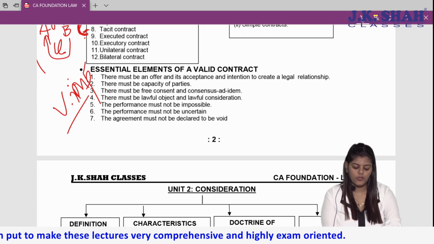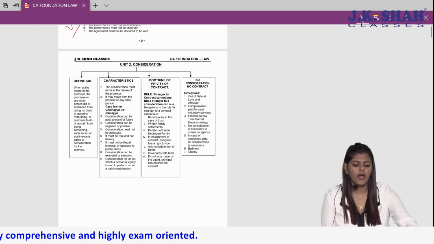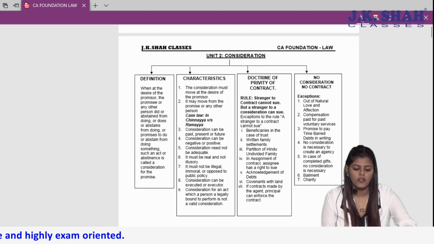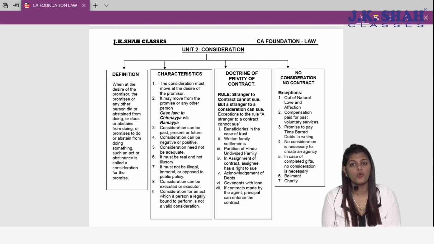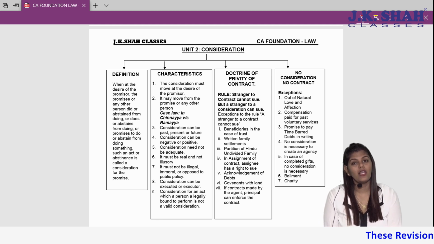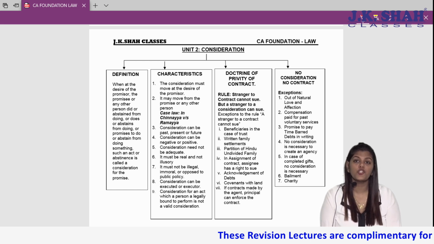Moving on to your unit 2, that is consideration. It's a very small unit. I've just put the whole unit in one chart. It will be very easy for you to revise. We'll upload these notes, don't worry. But this should be your last day revision. Because if you notice, we have put this in a very short way.